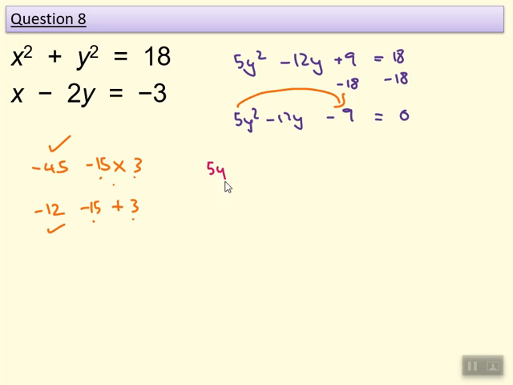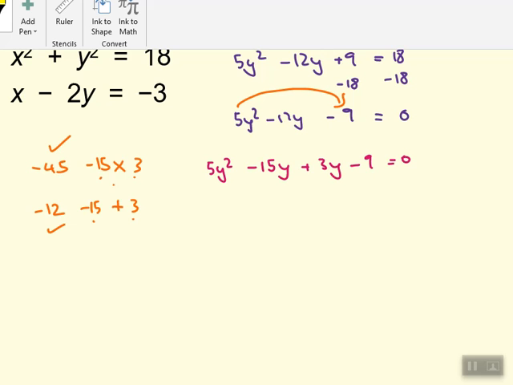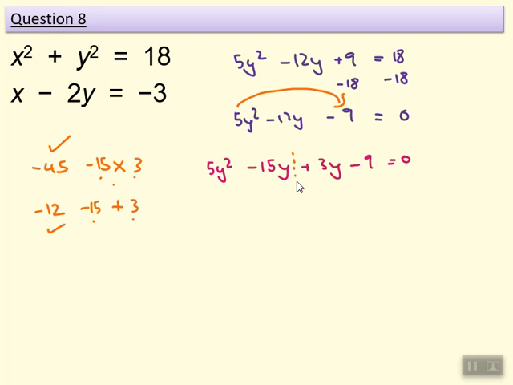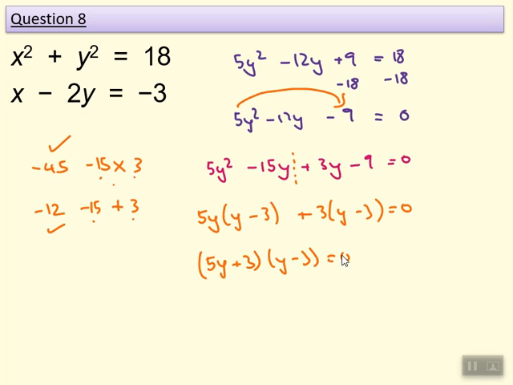That means you get 5y squared. Let's write it in this order, it doesn't matter which order though. 3y minus 9 equals 0. Chopping in half, factorize the left hand side, so 5y, y take away 3, and this one's going to be positive 3, y take away 3. So the double brackets are 5y add 3, y take 3. So the answers for y are y equals 3, or y equals negative 3/5, or you can write that as minus 0.6.